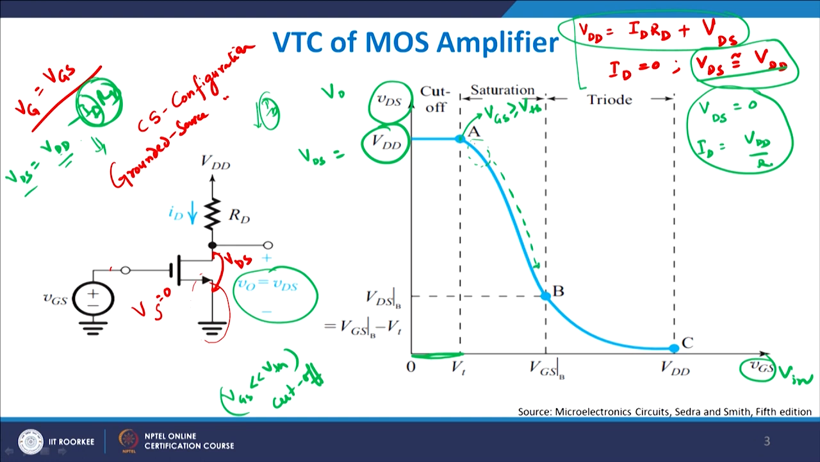The output voltage is falling until you reach point B. Point B is where the drain to source voltage, V out, has fallen so low that you have driven the device almost to the edge of the triode region. You remember that if VDS was high, you were in saturation.